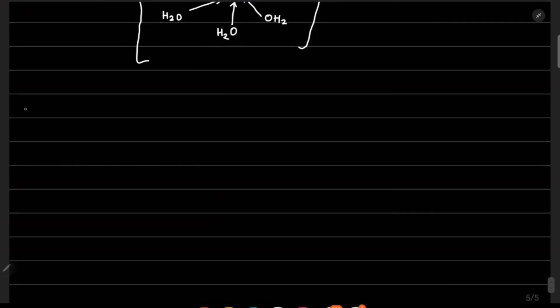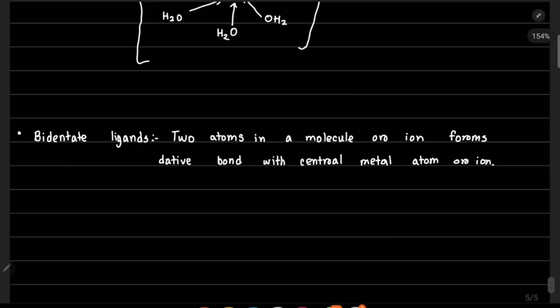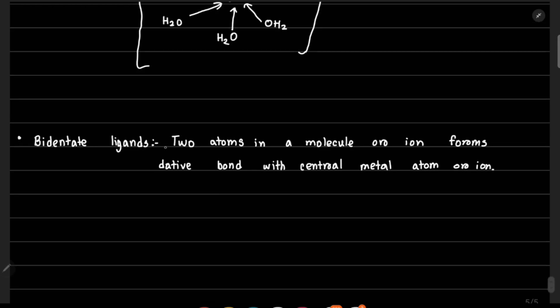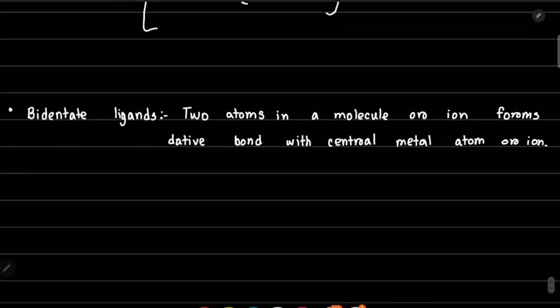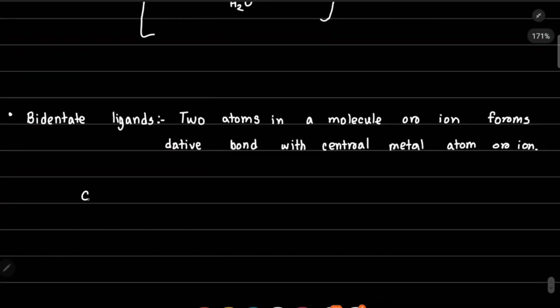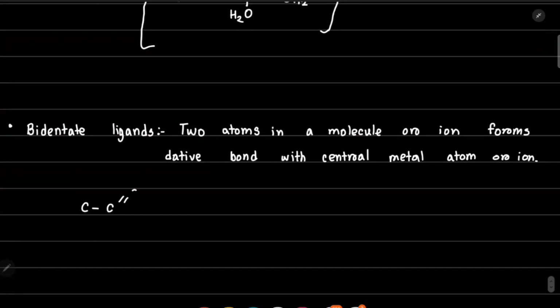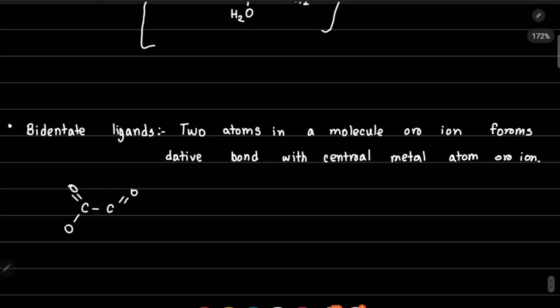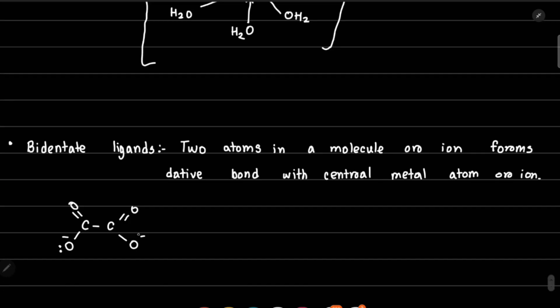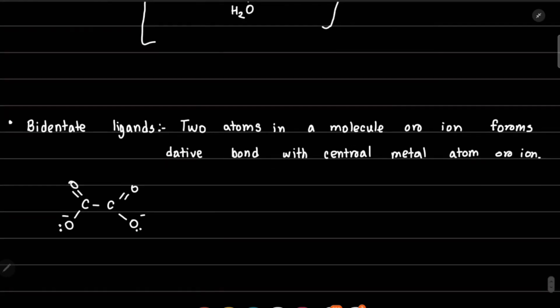Now for bidentate ligands, so in this case, instead of 1, 2 atoms form dative covalent bonds. Some examples of bidentate ligands would be ethanedioate ion, so this ion over here. The oxygens have a lone pair each. This is called an ethanedioate ion.